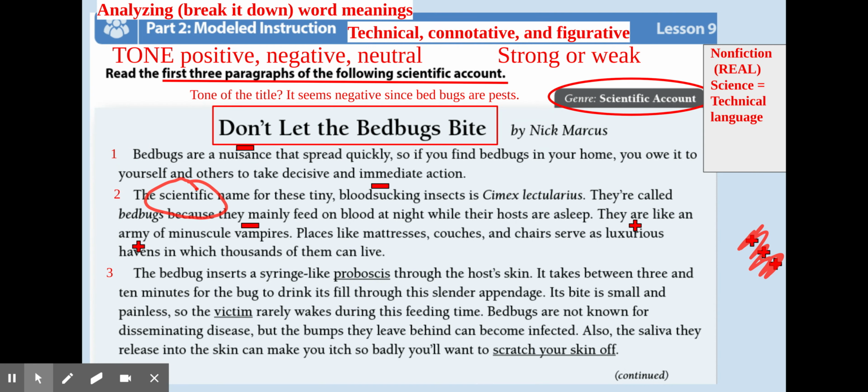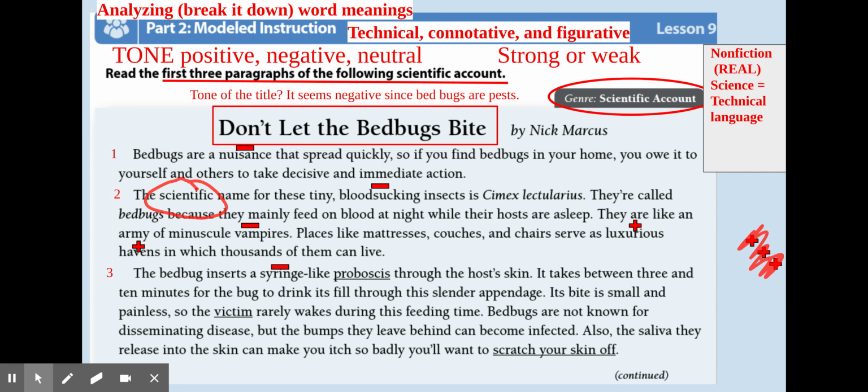Well, then I get to paragraph 3. Paragraph 3 has a whole lot of technical terminology, especially when you're talking about the syringe-like proboscis and what it does and why it's there. But even though that's there, there's still this word syringe. Anytime Miss Murray thinks of a syringe or getting a shot, it's always negative. I don't want that. I don't like that.